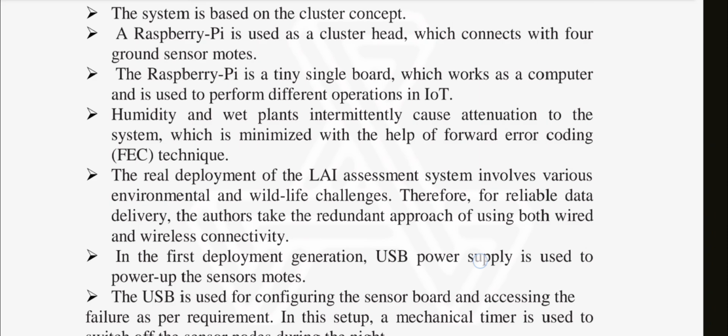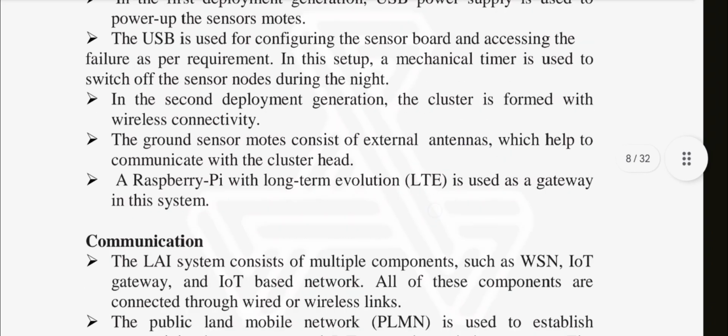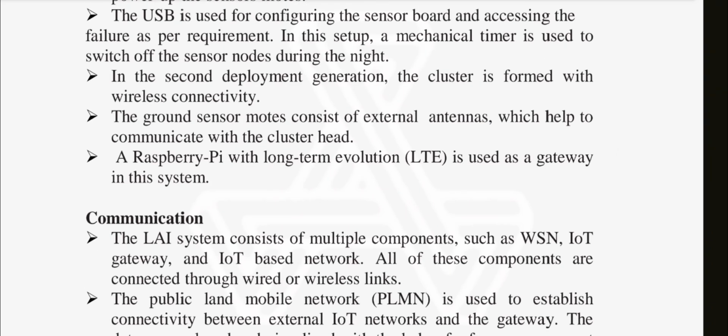In the first deployment generation, a USB power supply is used to power up the sensors and motes. The USB is used for configuring the sensor board and accessing the data as per requirement. In this setup, a mechanical timer is used to switch off the sensor motes during the night.